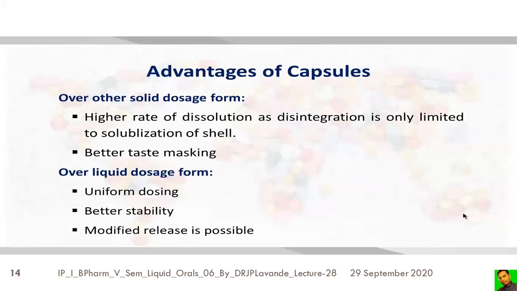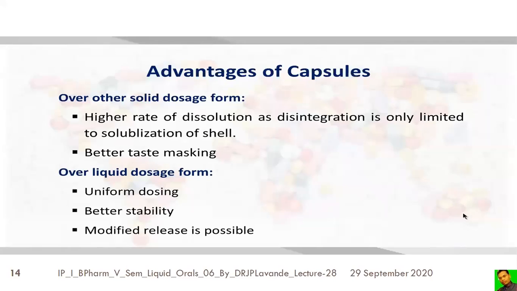So over on to that of the solid dosage form, let us again compare with that of the tablet. In case of tablet, the tablet has to undergo disintegration where the larger granules have to break up into the smaller granules, then it has to go into the solution. But in case of capsule, only the shell has to be disintegrated. So that's why it is the advantageous point over that of the solid dosage form.